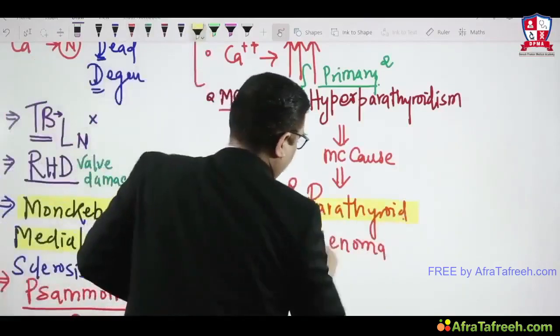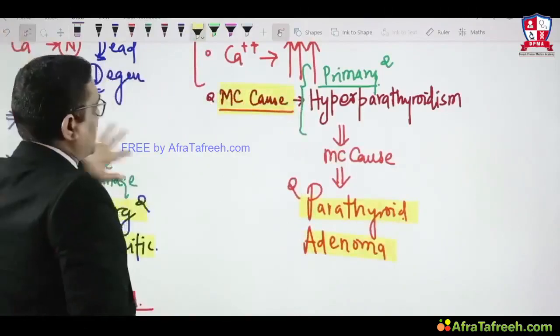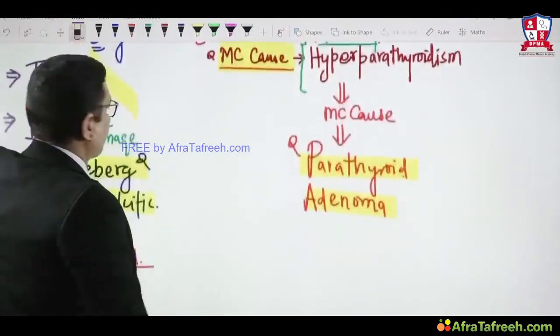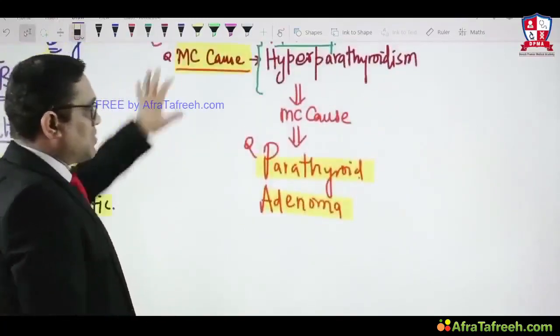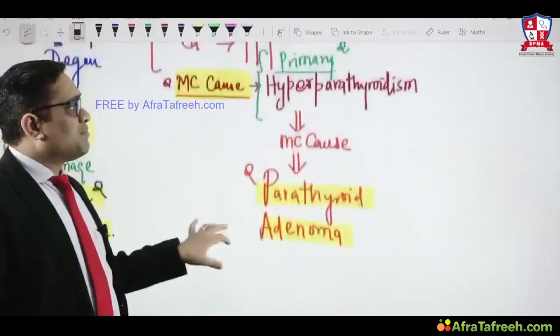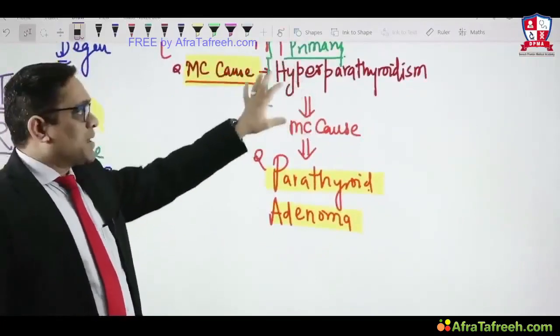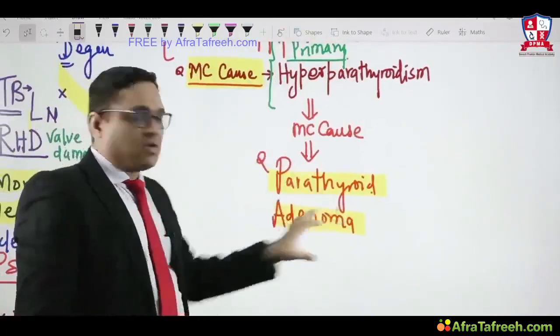Parathyroid adenoma is the most common cause of metastatic calcification. This was the question in the DNB exam, right? Most common cause of metastatic calcification is primary hyperparathyroidism, and the most common cause of primary hyperparathyroidism will be parathyroid adenoma.